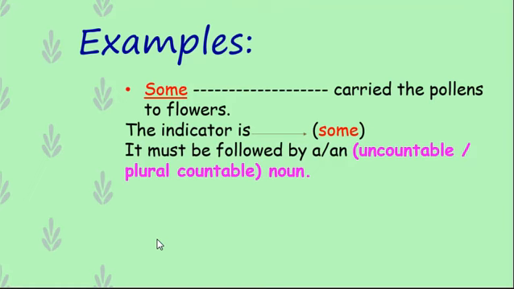Nocturnal animals blank during the night time. Here, nocturnal animals is the subject, and it requires a verb. So the indicator here is that I have a subject, followed by a blank, which requires a verb.